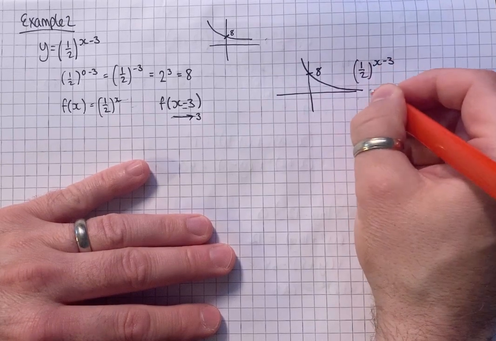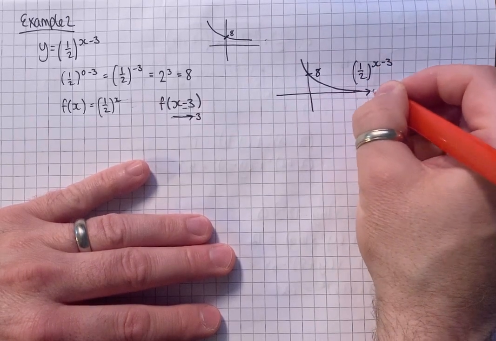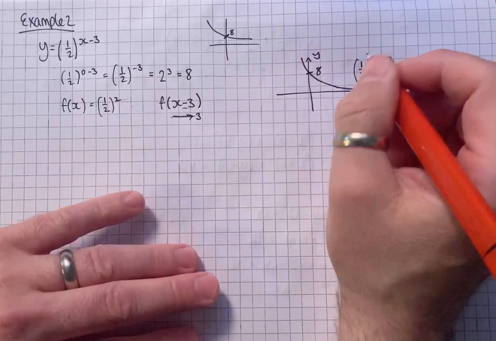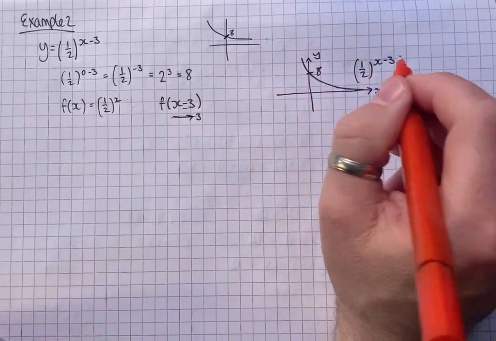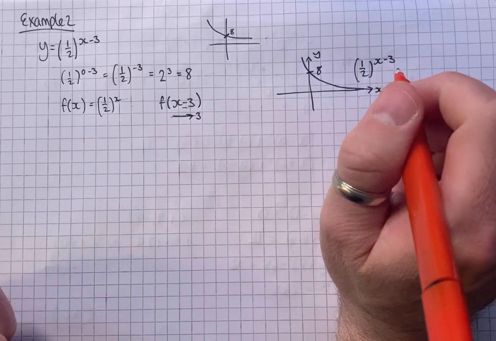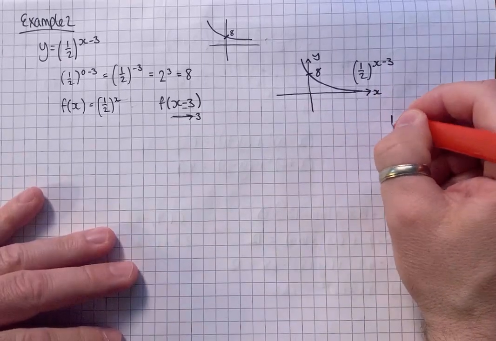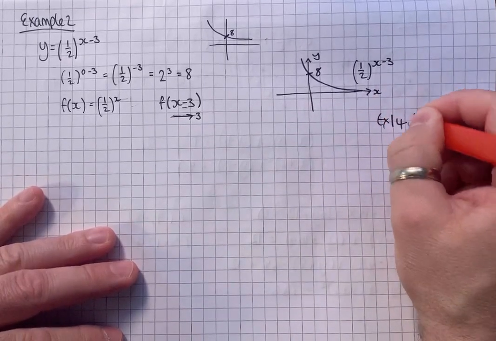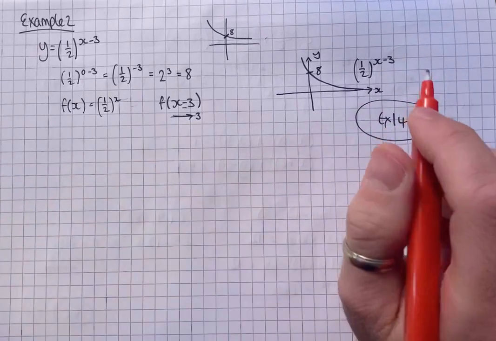It won't ever go below the x-axis. That graph's a little bit dodgy, but the general shape of it will look like that. Okay, and that's all of the examples for the first part of this exercise. So if you now have a go at exercise 14a, and see how you get on with those.